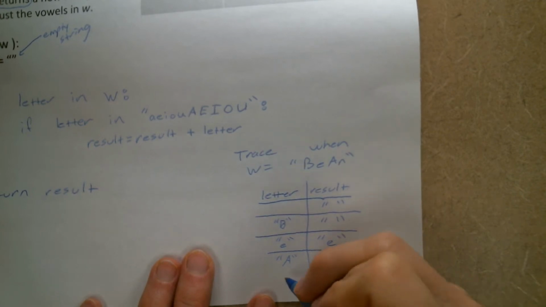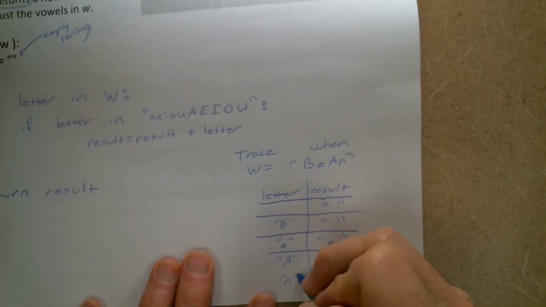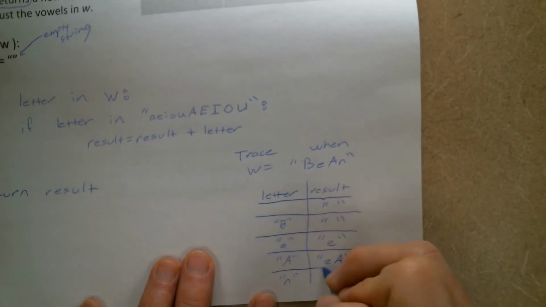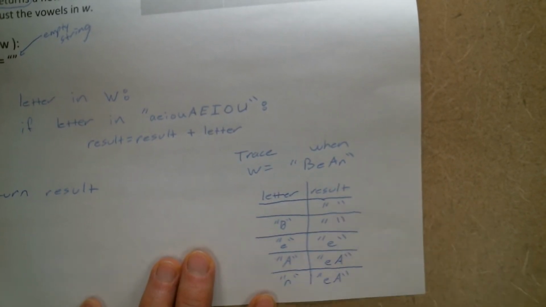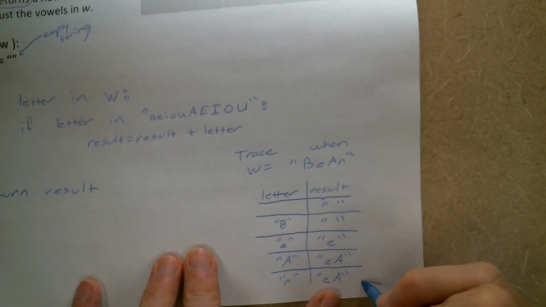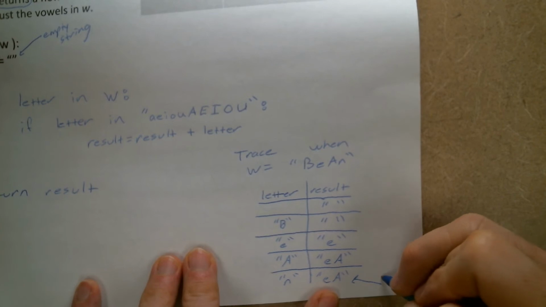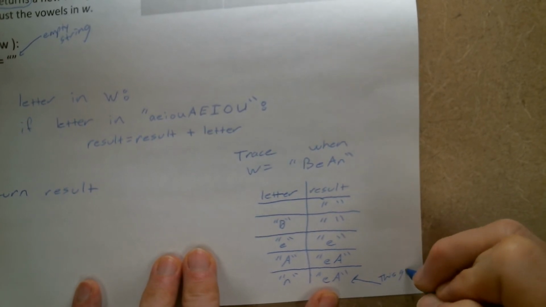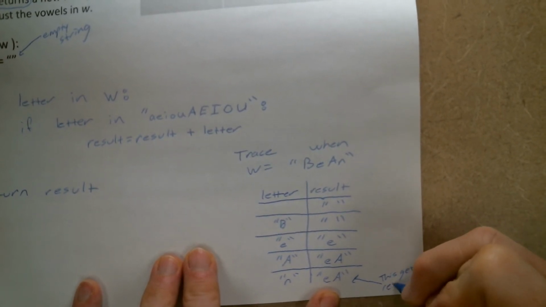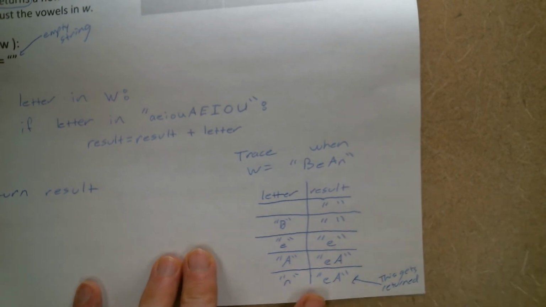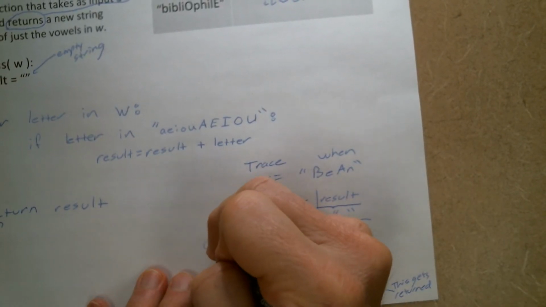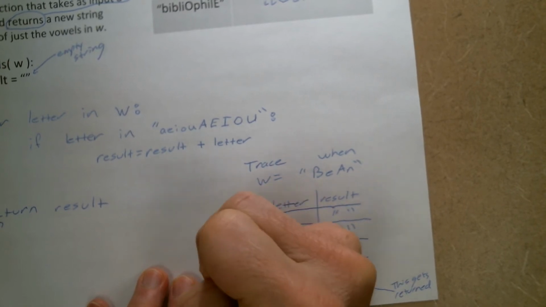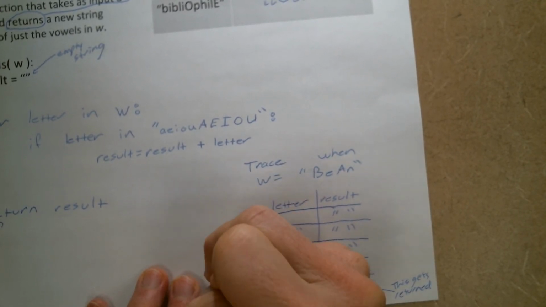Then finally, this moves on to an N. N is not part of our list, so result stays the same. We've reached the end of the string, so this gets returned. And again, this is just showing us the current state of the variables.